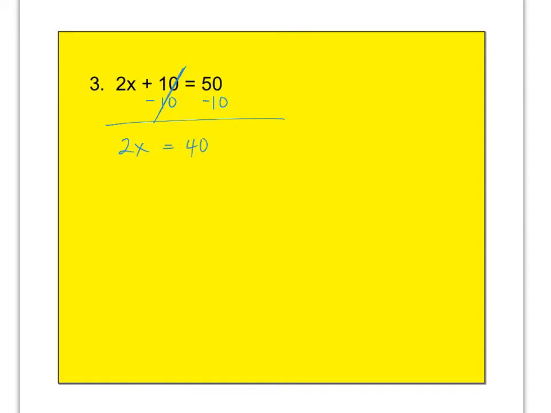Step 4 is to multiply or divide by the coefficient, or the number in front of the variable. In this case, there is a 2 in front of the x. Right now it's 2 times x, so the opposite would be to divide by 2. If we divide by 2, they will cancel out. We're going to be left with x. And on the other side, 40 divided by 2 is 20. X equals 20.